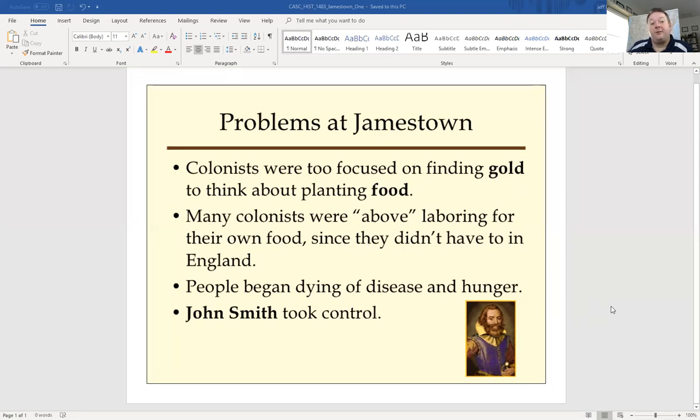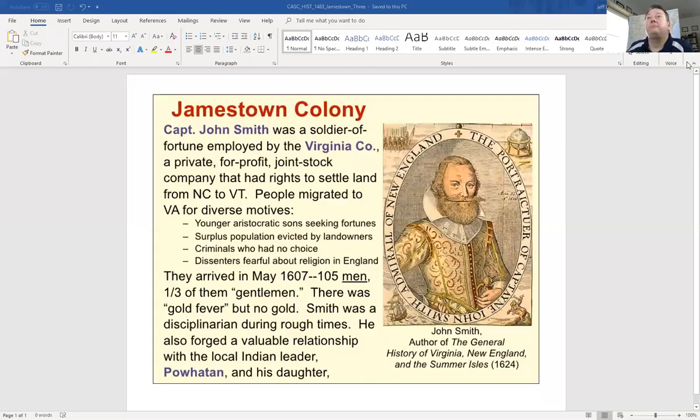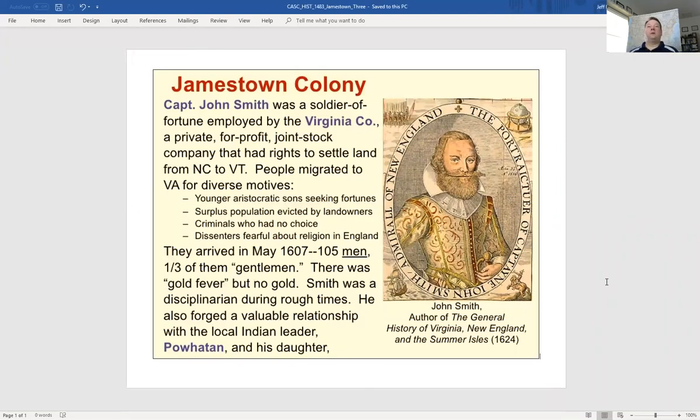In the first 9 months, the colony had dwindled down to 39 people. So John Smith took control at that time and enforced some laws to bring order back to the colony and help them improve. One more thing here about John Smith. He forged a valuable relationship with one of the local Indian leaders and his daughter.